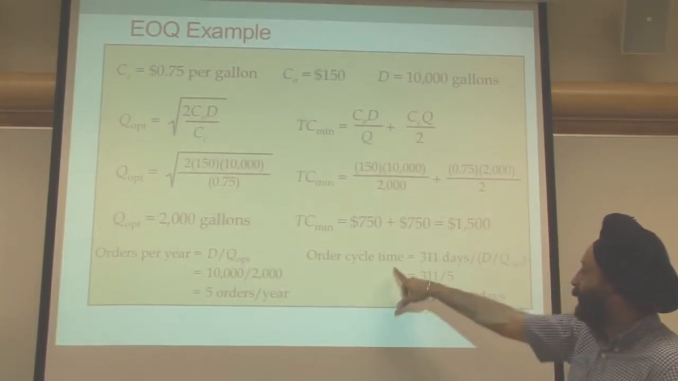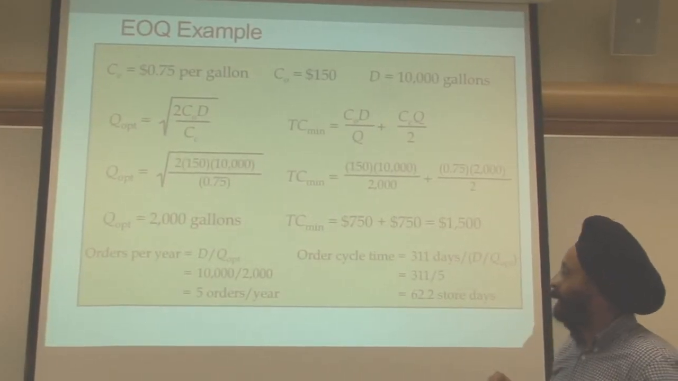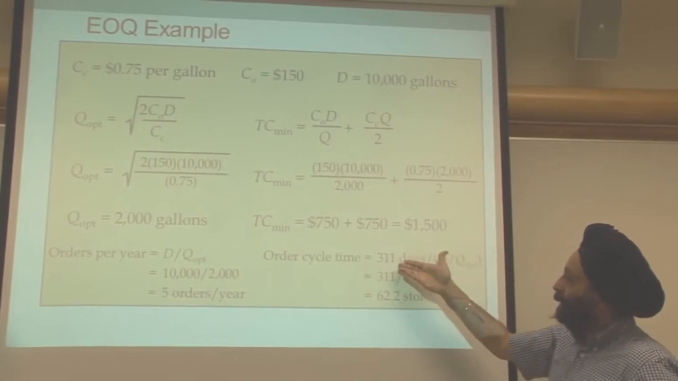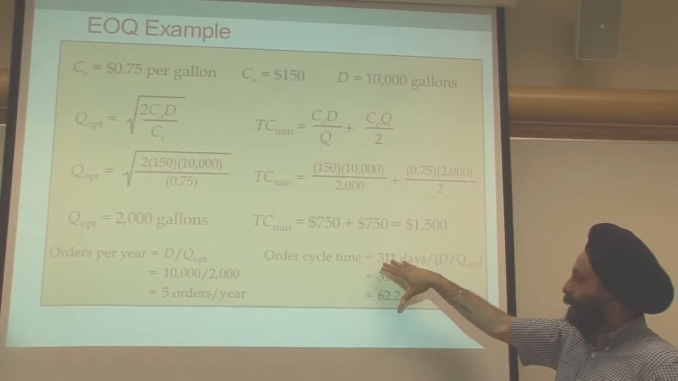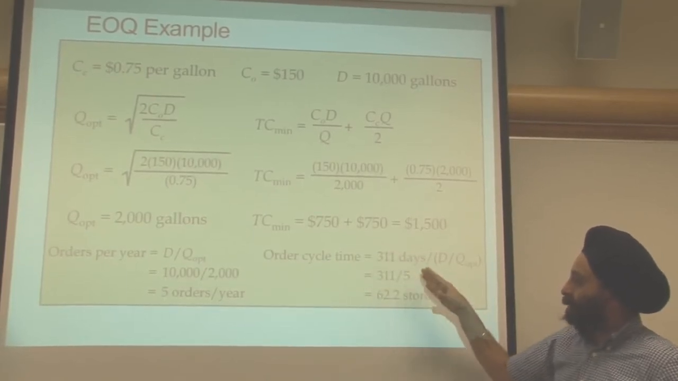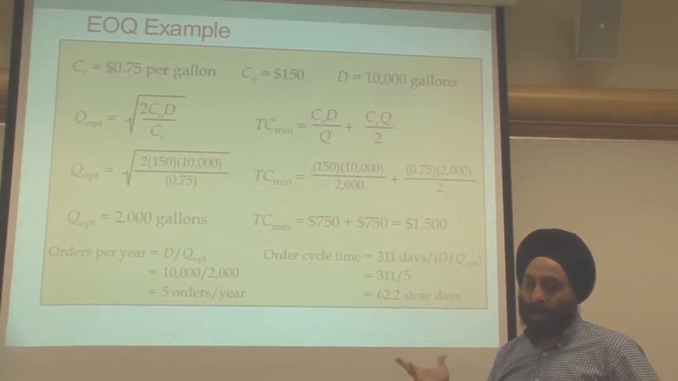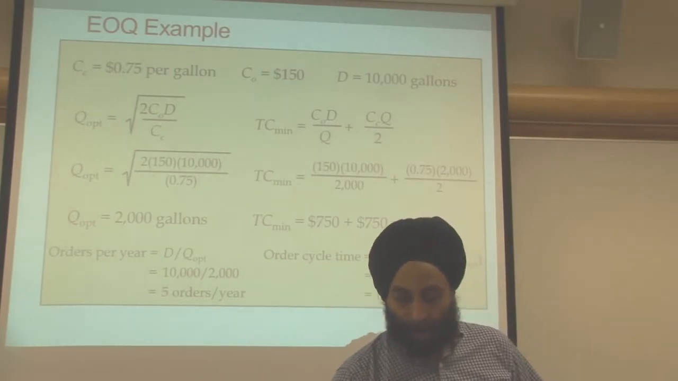Order cycle time: if we are only working 311 days in a year, it could be 1/5 of a year, or 311 days divided by 5, which gives you 62.2 store days that the store is open. So that's an example of EOQ calculations.